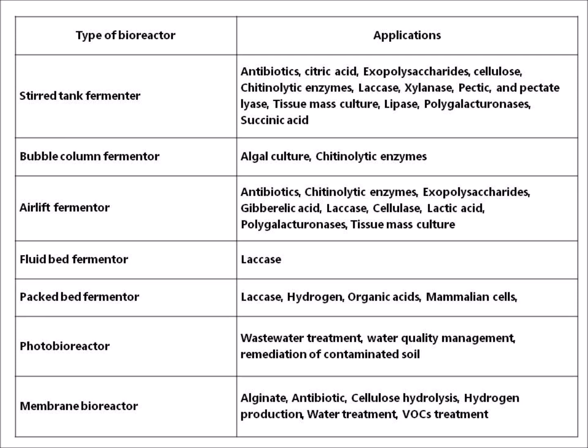Next is bubble column fermenter, used for algal culture and chitinolytic enzymes production. Airlift fermenter: antibiotics, chitinolytic enzymes, exopolysaccharide, gibberellic acid, lactase, cellulase, lactic acid, polygalacturonases, tissue mass culture. Packed bed fermenter used for the production of lactase, hydrogen, organic acid and culture of mammalian cells.